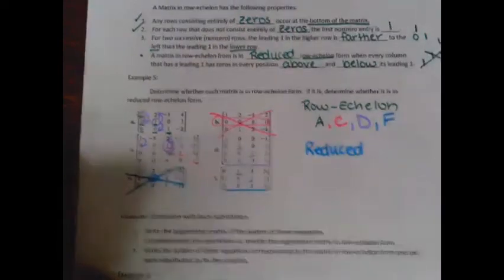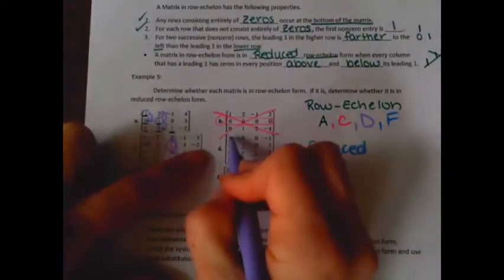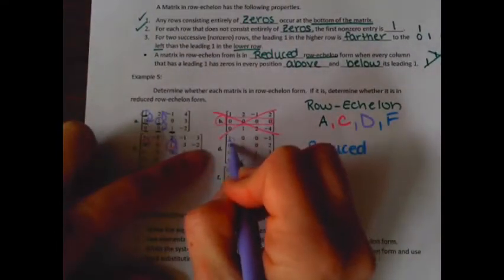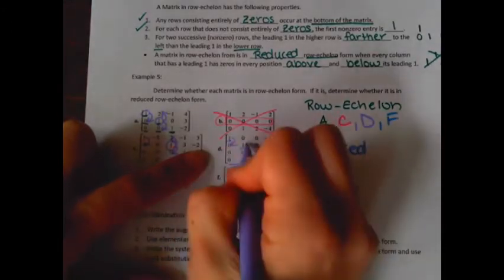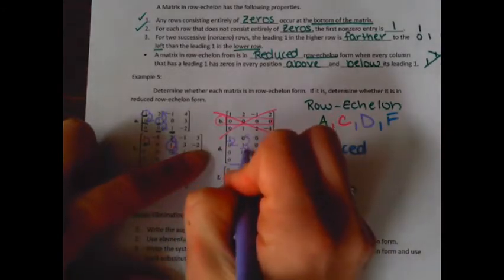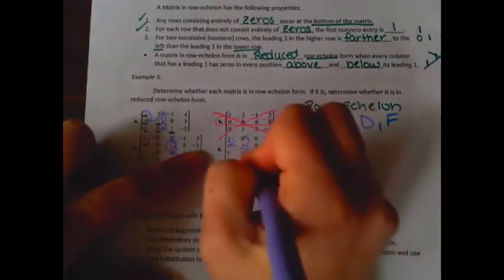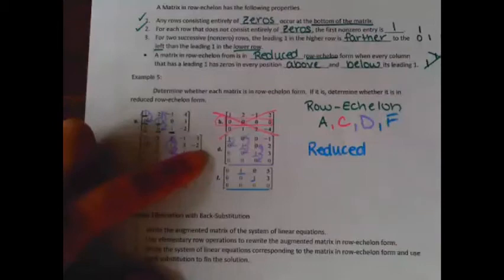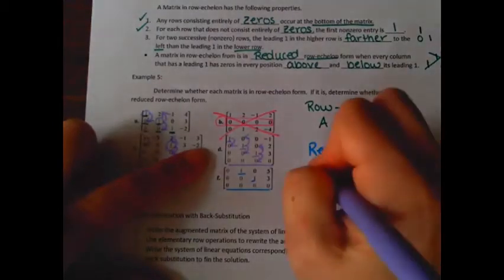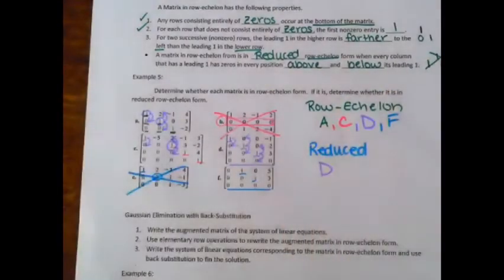Nope. D. We have a 1 at the beginning, which is fine. So below it is a 0. Good. The next one, above it is a 0. Below it is a 0. So that's good. The next one, above it's a 0. Below it is a 0. We don't have any more 1s. So this one is good. So D would be in reduced row echelon.